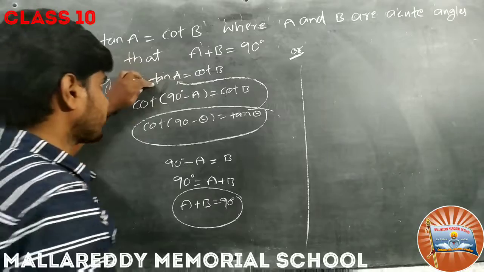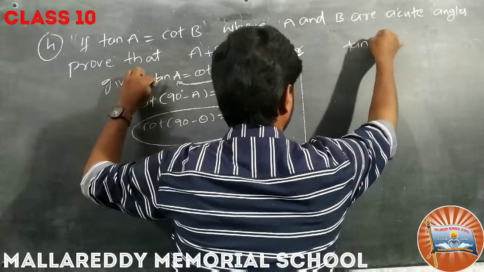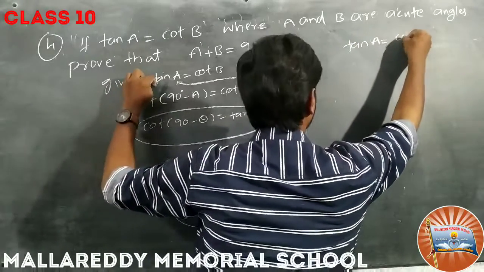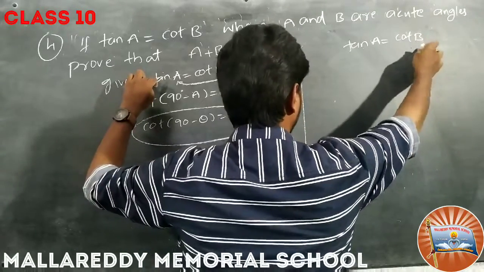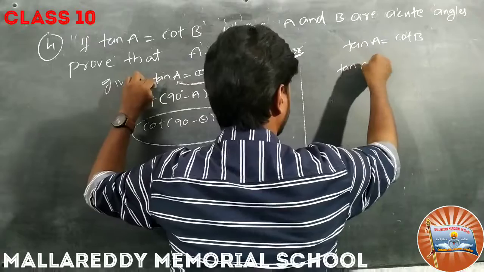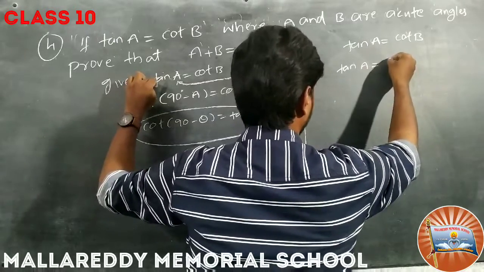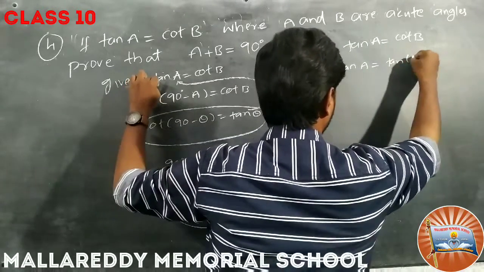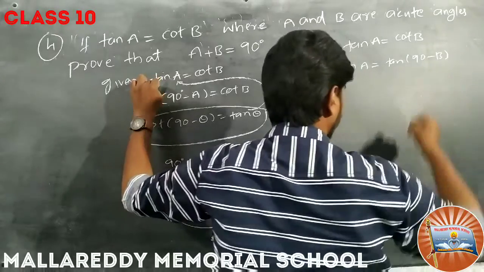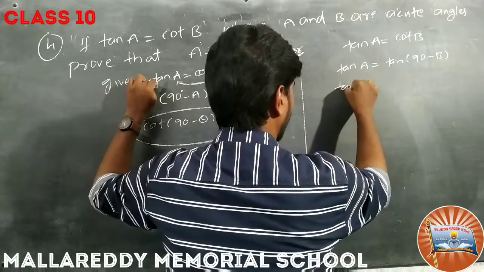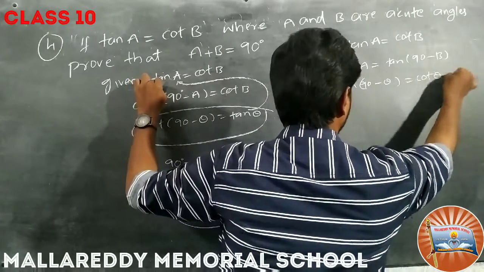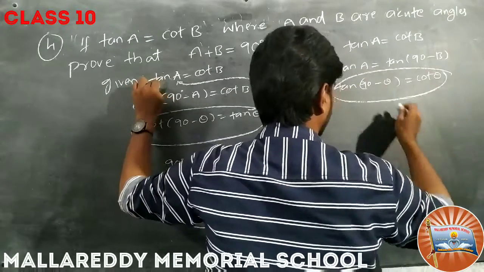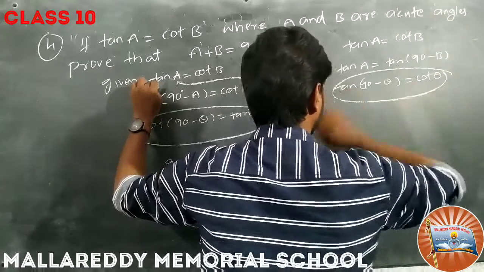Look at here, ma. Given tan A equals cot B. Now I am going to change this cot B. So what we can write, ma? Tan A equals, this we can write as tan 90 minus B, isn't it? Since tan 90 minus theta is equal to cot theta. So by this formula I have written this.